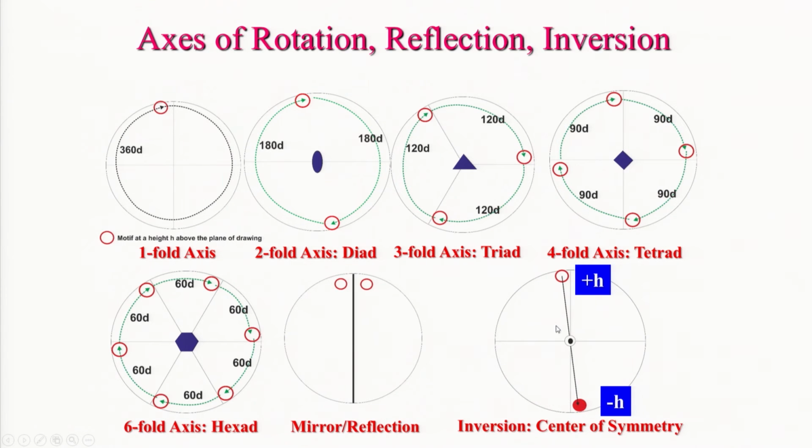So, in this particular talk, I will be using 2 types of symbols here. One is an open symbol and another is a closed symbol. A closed symbol will be for a motif which lies at a height h below the plane of drawing, and an open symbol at a height h above the plane of drawing.